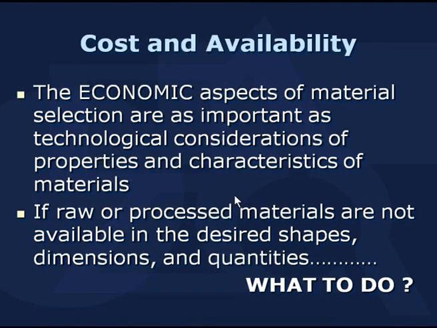So if raw or processed materials are not available in the desired shape, dimension and quantities, then what can be done? First and foremost, technological considerations we have already seen. Suppose we have found out that these are the 2 materials which can suit our application. Now out of the 2 I have to select. My first and foremost intuitive appeal would be to go for the cheapest one. Now suppose I choose the cheapest material, after choosing the cheapest out of the 2 which are satisfying the technological considerations.